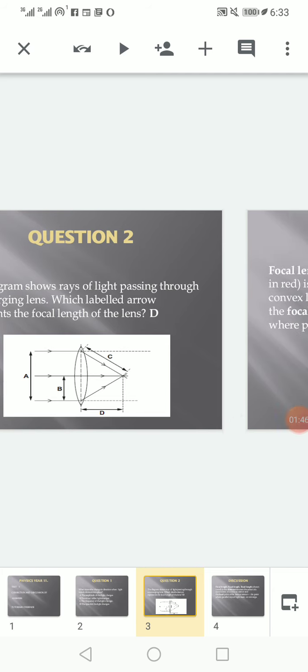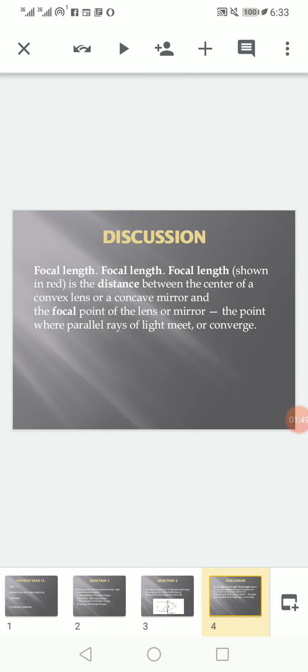So let's go to our discussion. The discussion here says focal length is the distance between the center of the convex lens or a concave mirror and the focal point of the lens or mirror, the point where parallel rays of light meet or converge.